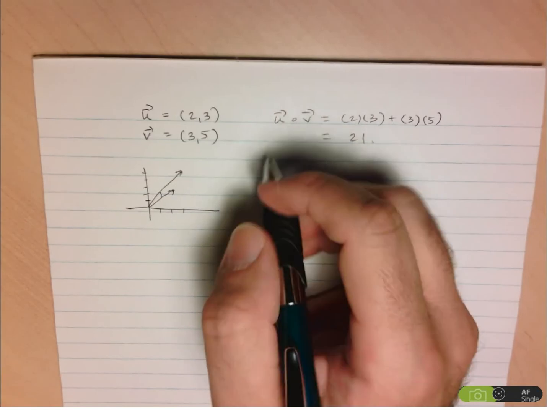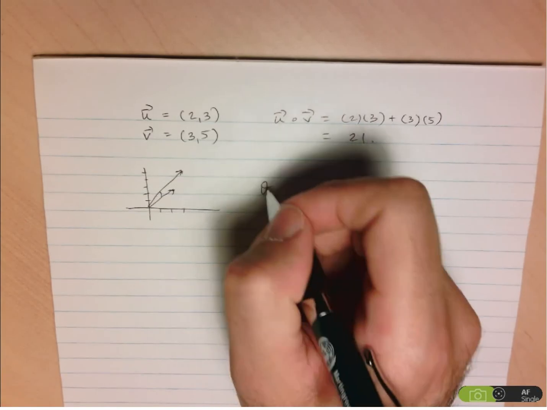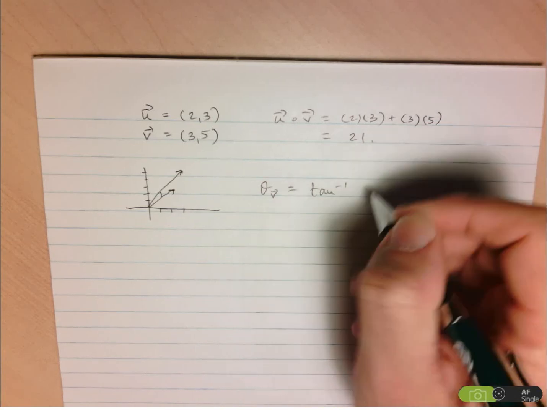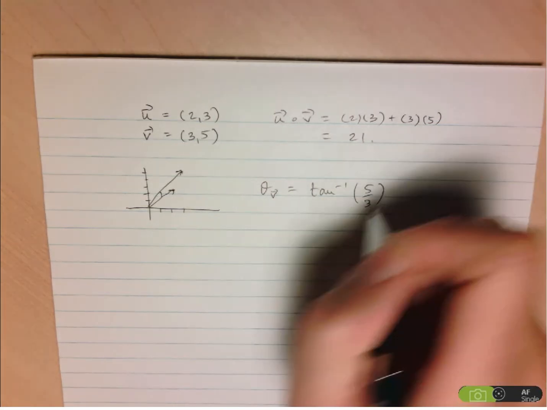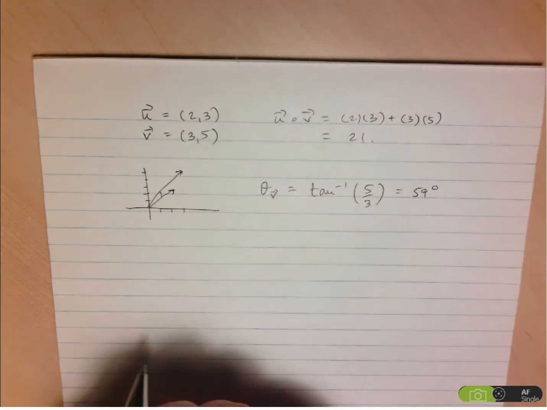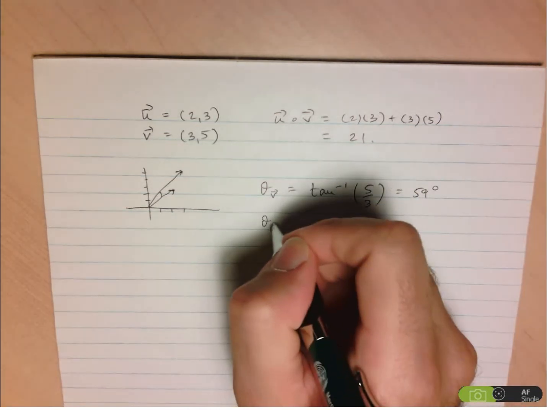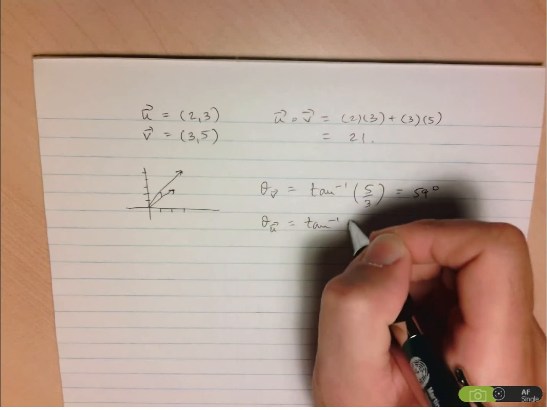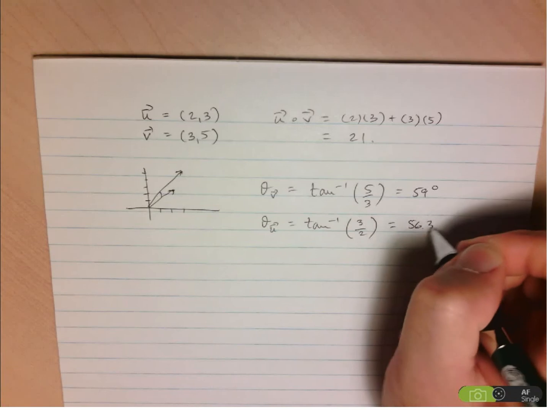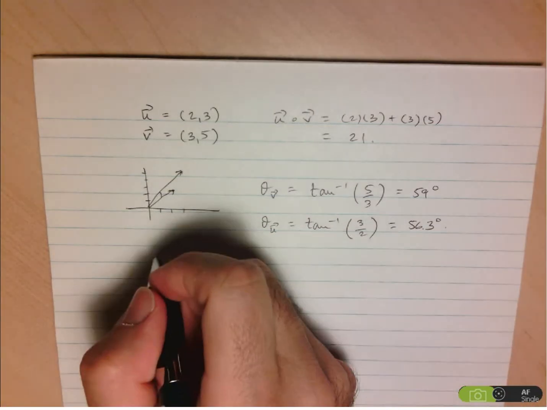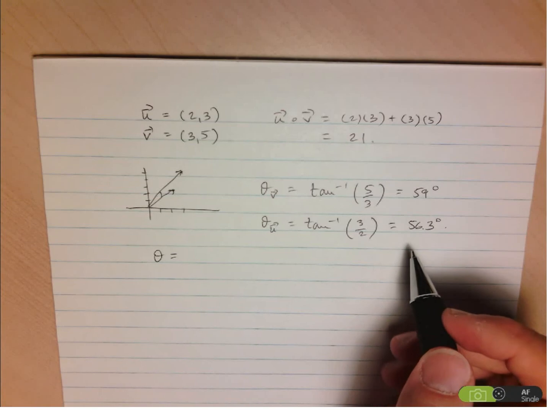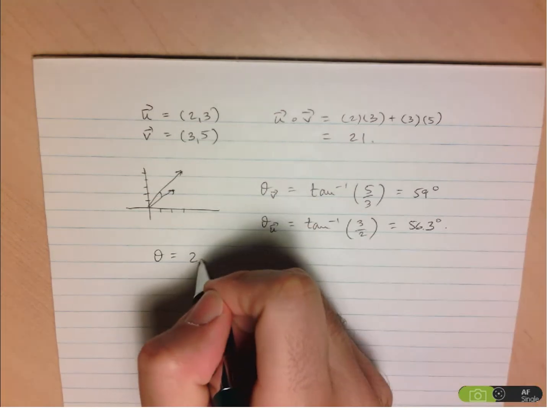So let's find that. If we find the angle for v, we know that's tan inverse of 5 over 3. And if you check that out, you'll find that that's more or less 59 degrees. And then find the angle for u, so tan inverse of 3 over 2. And that's about 56.3 degrees. So the angle between the two vectors is just the difference between these two. So that's about 2.7 degrees.